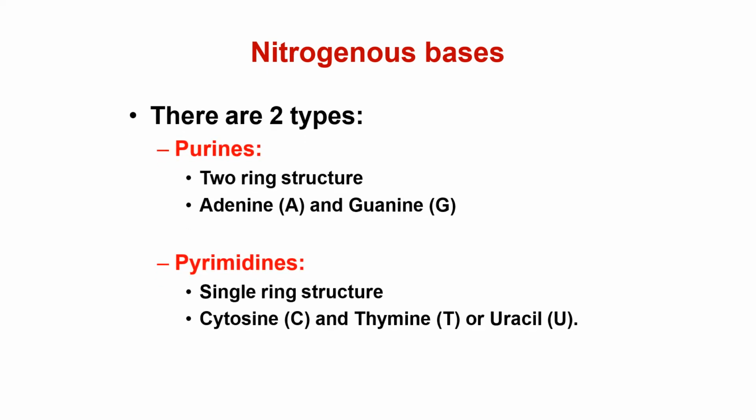There are two types of nitrogenous bases. Generally, they are categorized as purines and pyrimidines. Purines are two-ring structures and examples are adenine and guanine. Pyrimidines are single-ring structures and examples are cytosine and thymine in the case of DNA and uracil in the case of RNA.